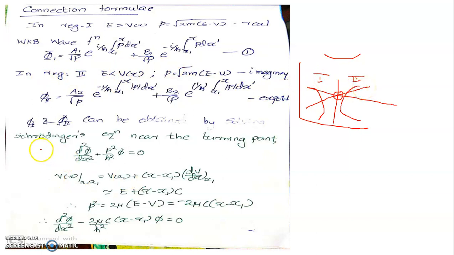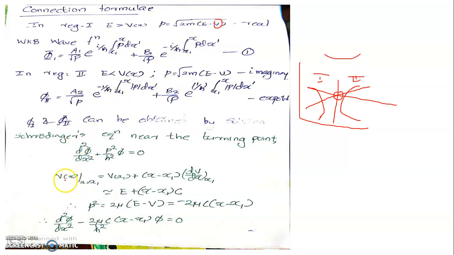So we have to formulate first of all the Schrödinger's equation near the turning point. This also we have seen during the derivation of the WKB wave function, that is being written in terms of say phi, d square phi by dx square plus p square by h cross square phi equal to 0, where p equal to root 2m into E minus V. So p equal to square root 2m into E minus V, that include this term say potential energy V.